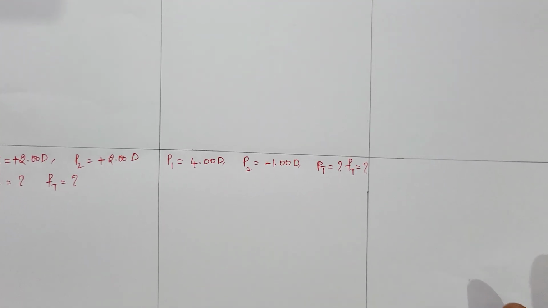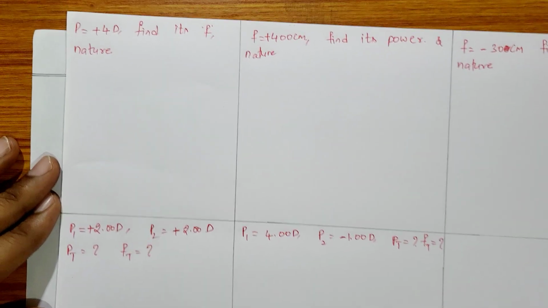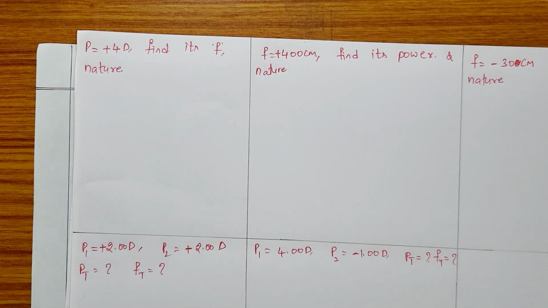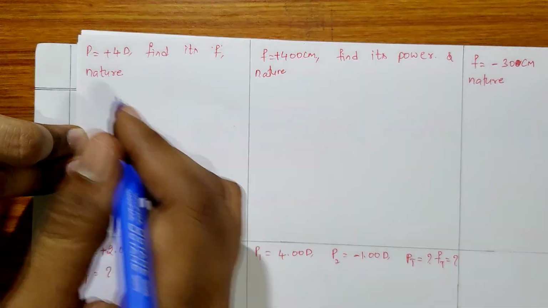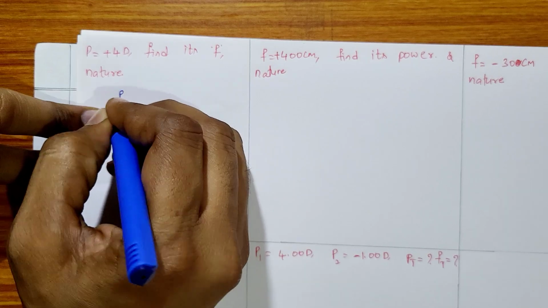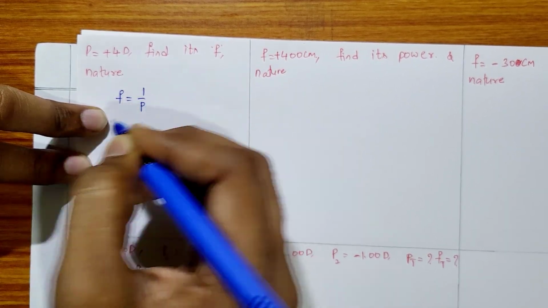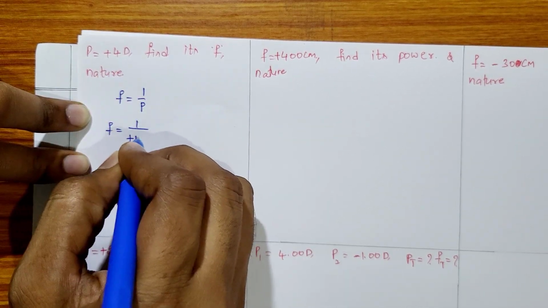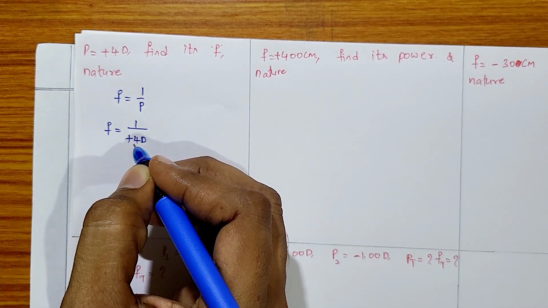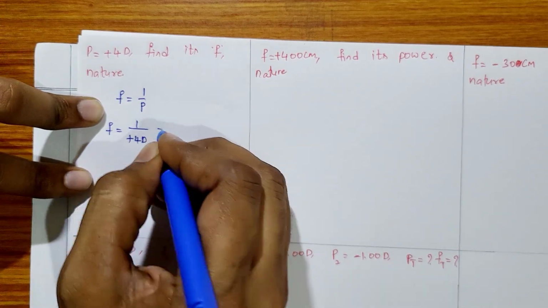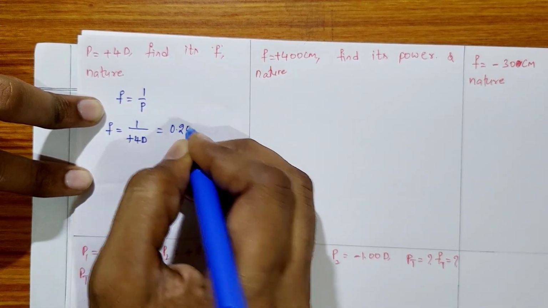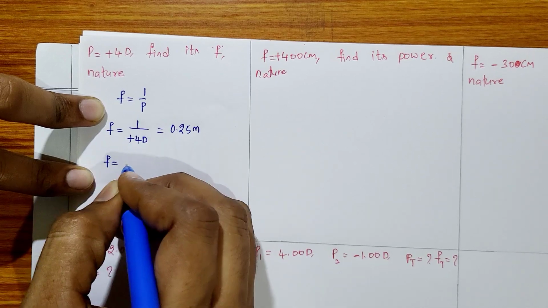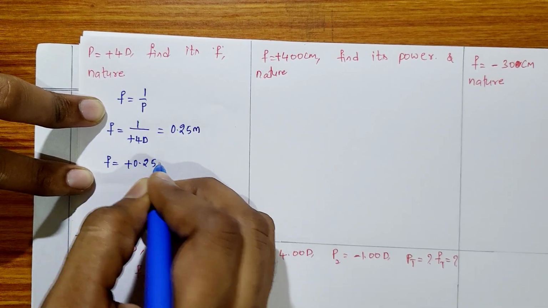Right. So first question. First we'll start with the simple questions, then we'll increase the difficulty level. If the power of a lens is plus 4 diopter, find its focal length. Focal length F is equal to 1 divided by P. So F is equal to 1 divided by plus 4. Plus means what? Positive focal length. Positive focal length means convex lens. 1 by 4 is 0.25 meter. So the focal length of this lens is plus 0.25 meter.